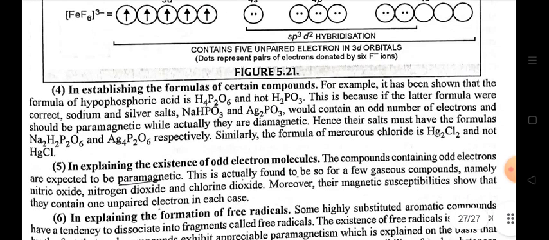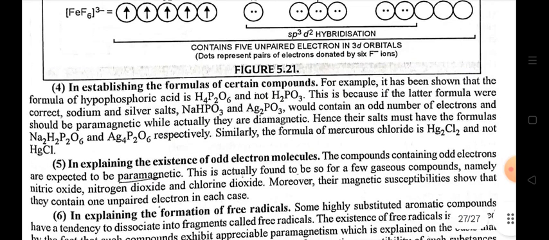Fourth, in establishing the formulas of certain compounds. For example, it has been shown that the formula of hypophosphoric acid is H4P2O6 and not H2PO3. It is because if the latter formula were correct, the sodium and silver salts NaHPO3 and Ag2PO3 would contain an odd electron and should be paramagnetic, while actually they are diamagnetic. So these salts must have the formulas Na2H2P2O6 and Ag4P2O6 respectively. Similarly, the formula of mercurous chloride is Hg2Cl2 and not HgCl.